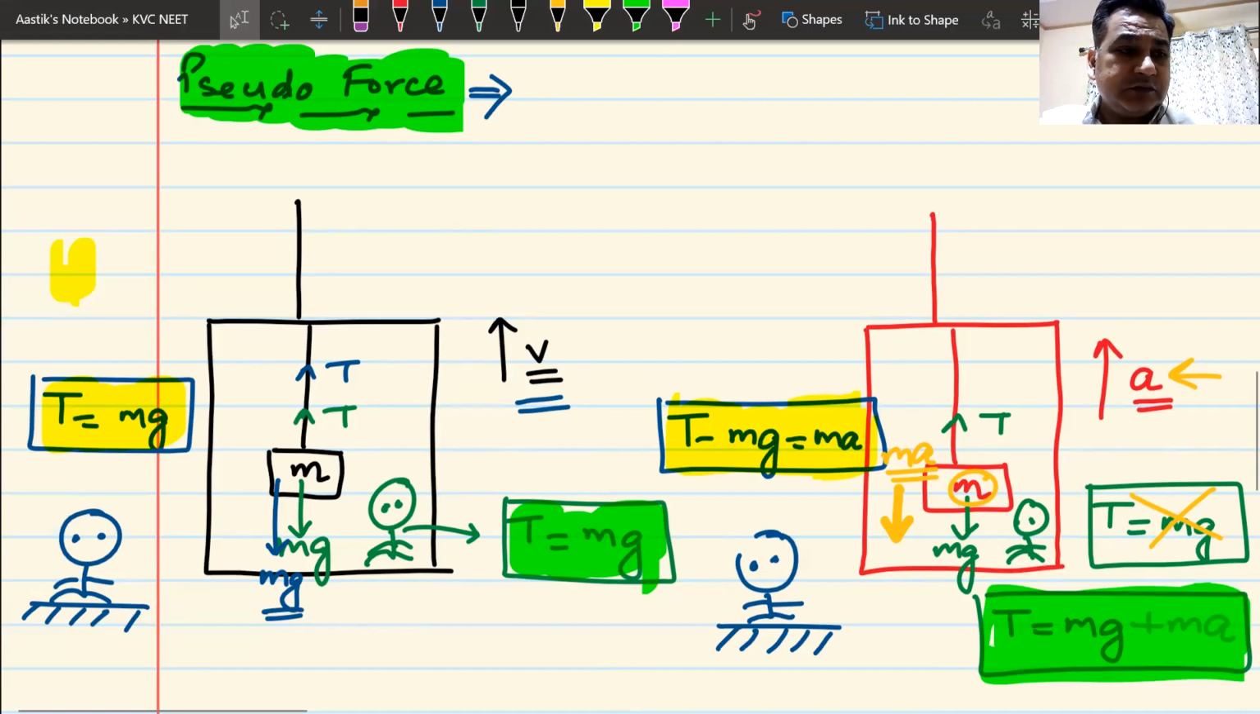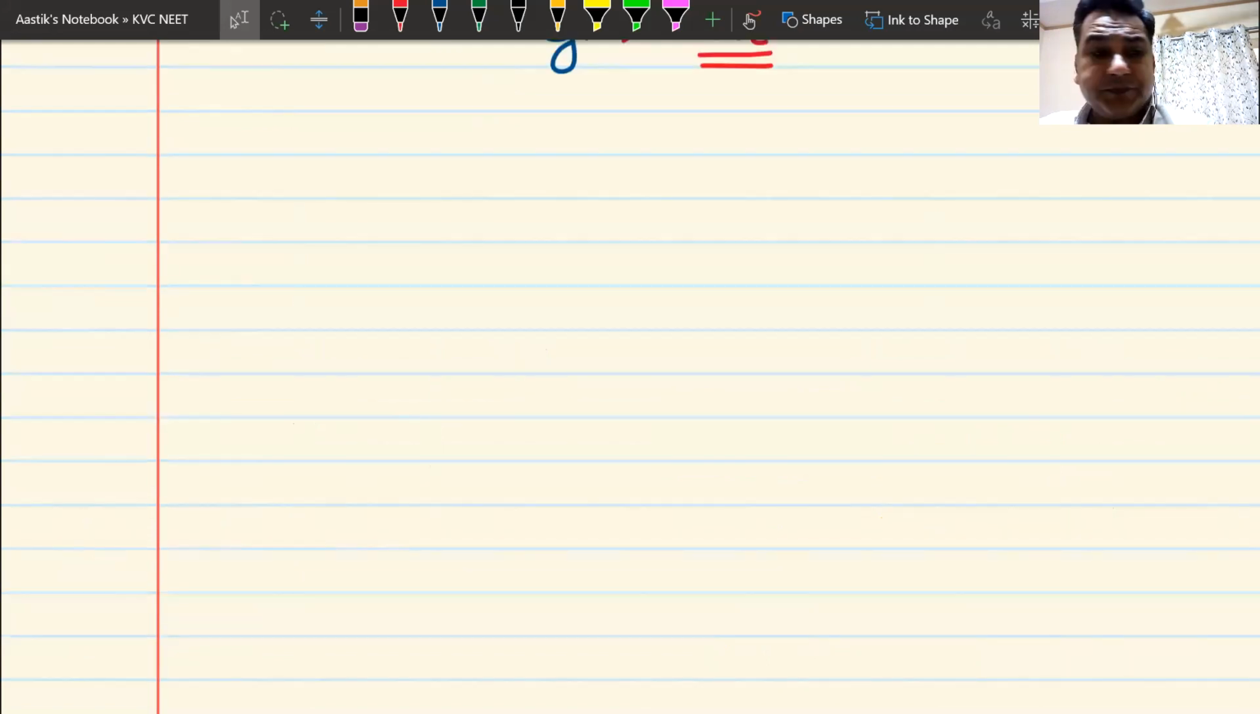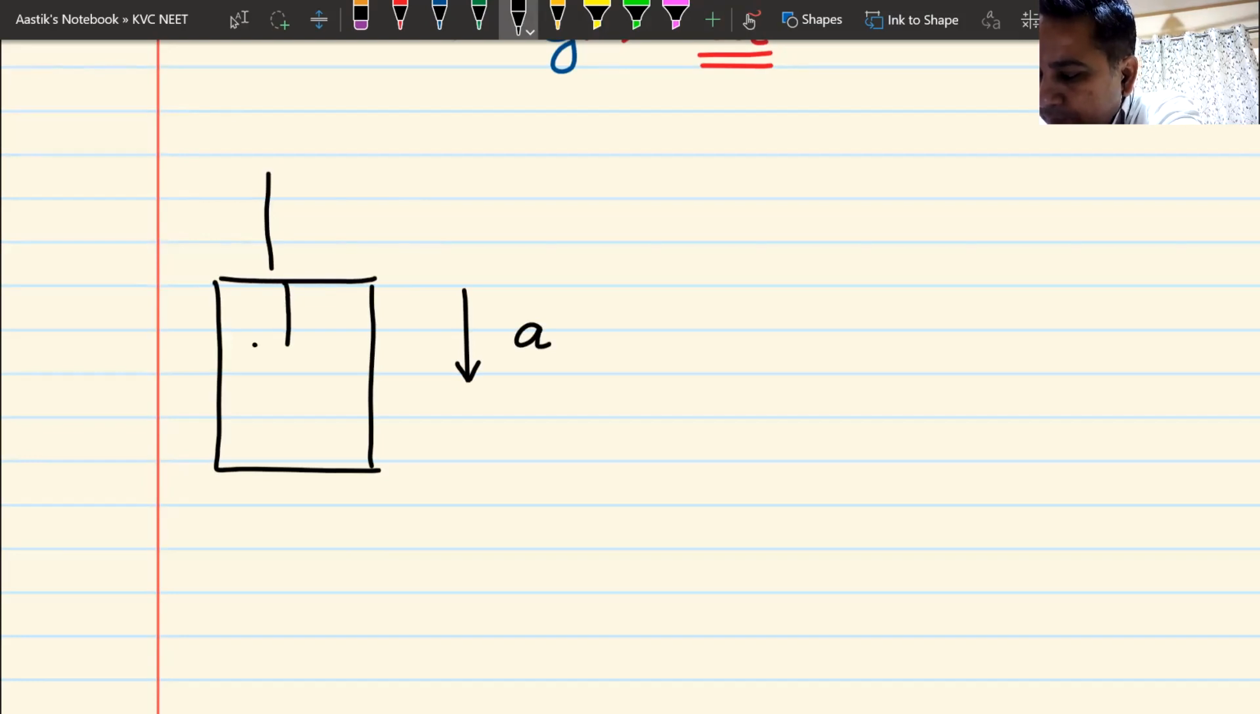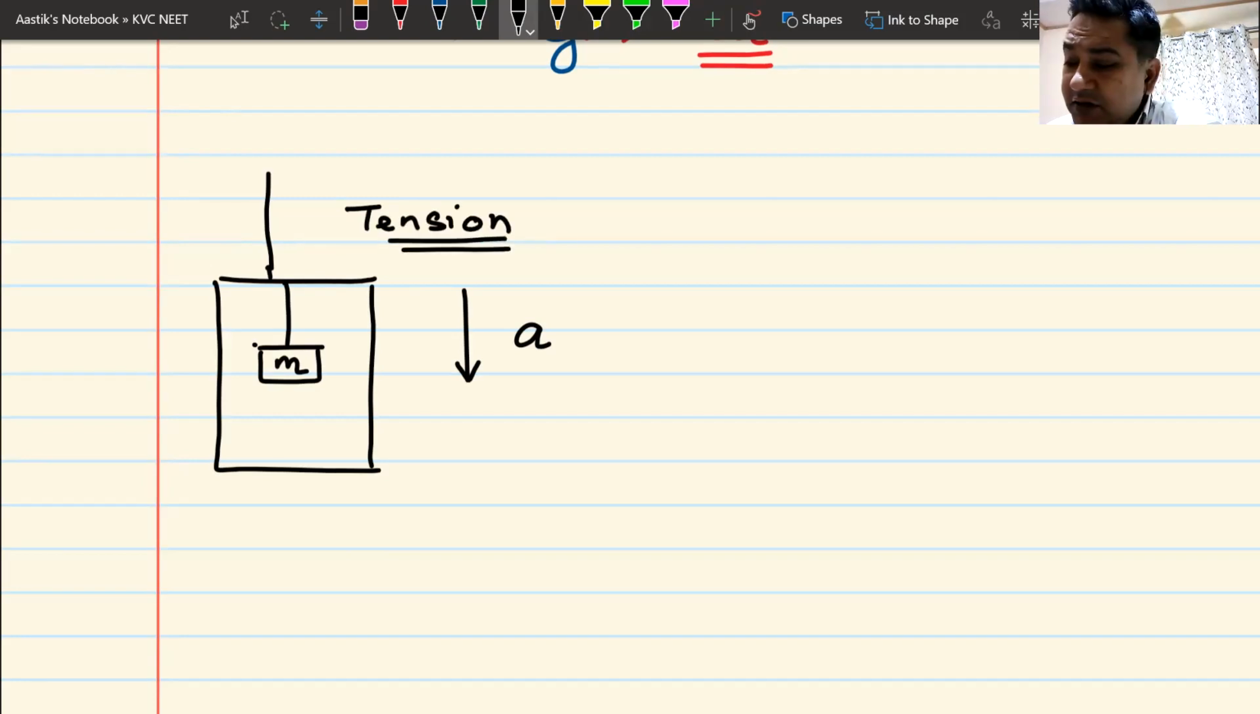Now I'll give you a simple problem. I hope you are able to solve it. Remember, you will have to solve the problem from the non-inertial frame. So let us say, for example, I have this lift which is moving downwards with an acceleration A. I have this mass M hanging in the lift. You have to find out what is the tension in the string. You have to solve this question by the non-inertial reference frame.